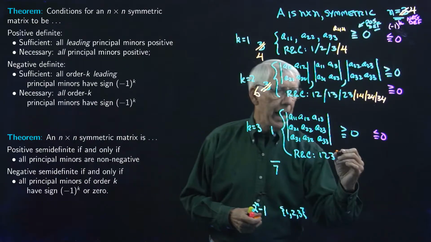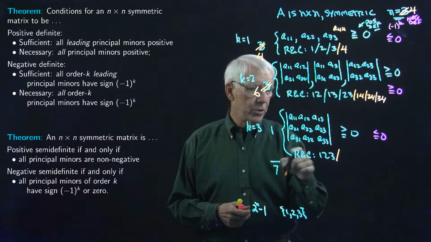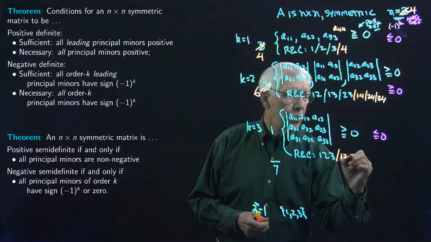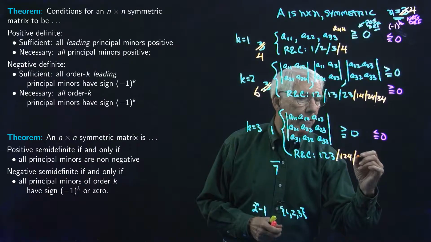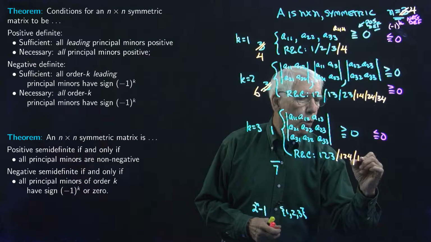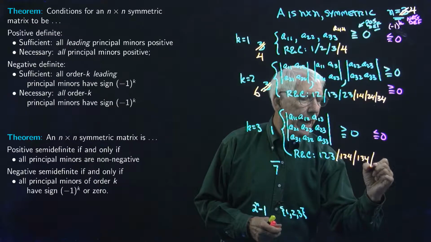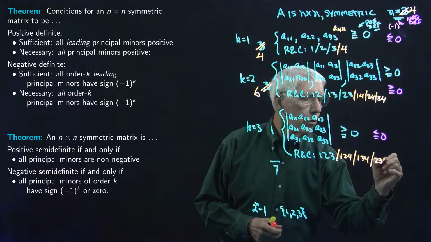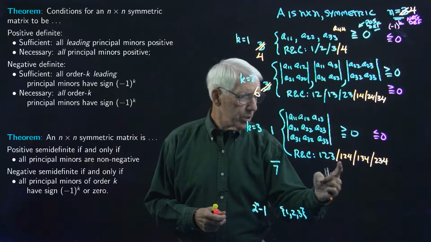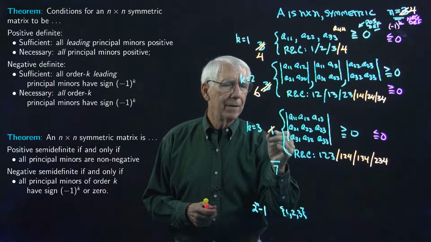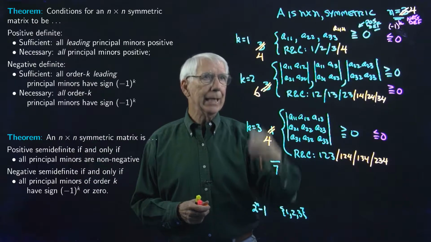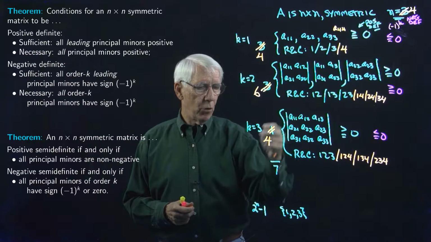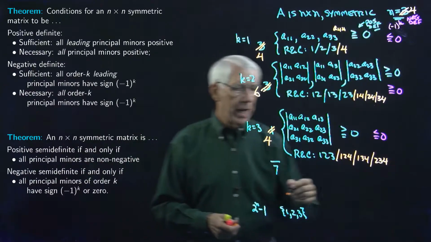Up here we have 4 principal minors. Here we now have, in addition to rows 1, 2, and 3, rows and columns 1, 2, and 4. We have 1, 3, and 4, and we have 2, 3, and 4. So now we have 1, 2, 3, 4 principal minors of order 3. So we have 4 and 6 is 10 and 4 is 14. And then, of course, we have one more.